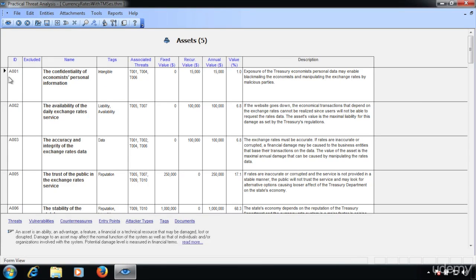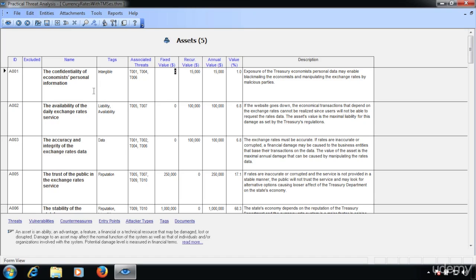In this project, A refers to an asset. So we have the confidentiality of an economist person's information. This is really an intangible asset. The threats associated with this asset are threats 1, 4, and 6. If I want to know what these threats are, I'm going to have to go to the threats section, and we're going to go there in a few minutes. We also have a fixed value of 0, because it's not an asset that you can measure with money.